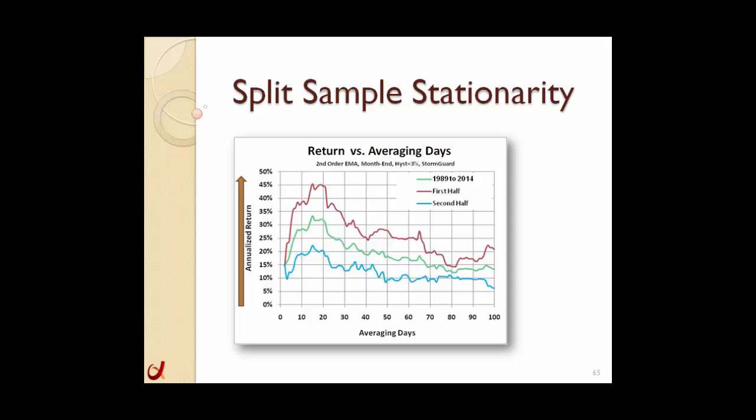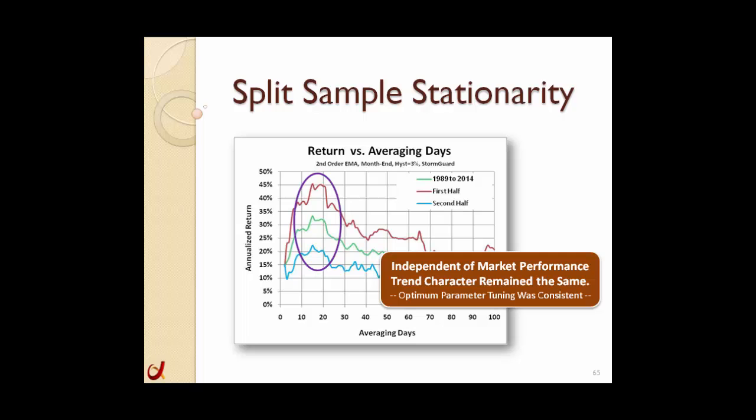Plotted here is the annualized return versus the second-order exponential moving average days for the full 25-year period in green, the first half of the period in red, and the second half of the period in blue. While it is understood that the returns during the first and second half would be different, the important takeaway from this chart is that the location of the peak in each period is roughly at 17 days. Independent of market performance, trend character remained the same. Hence, we have split sample stationarity, because optimum parameter tuning was consistent over time.